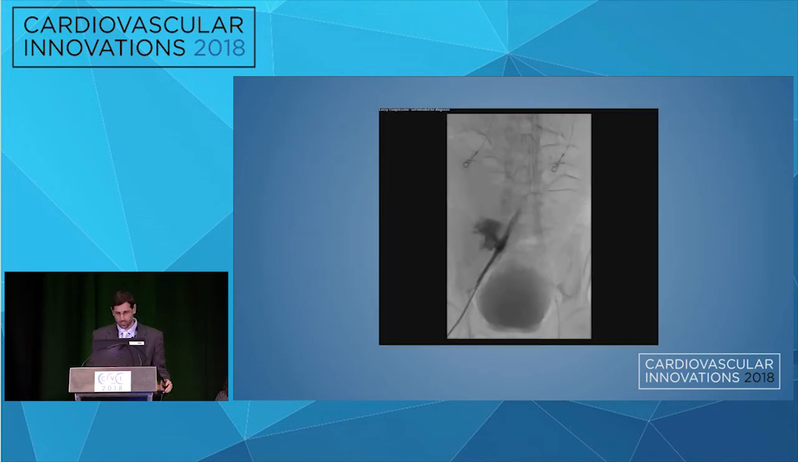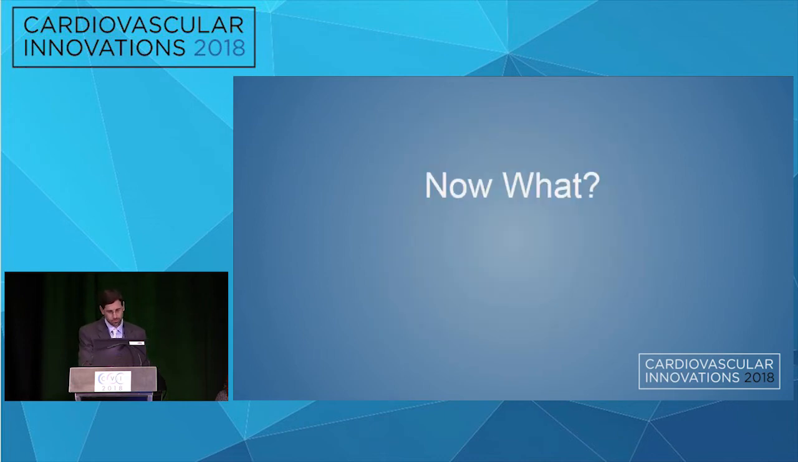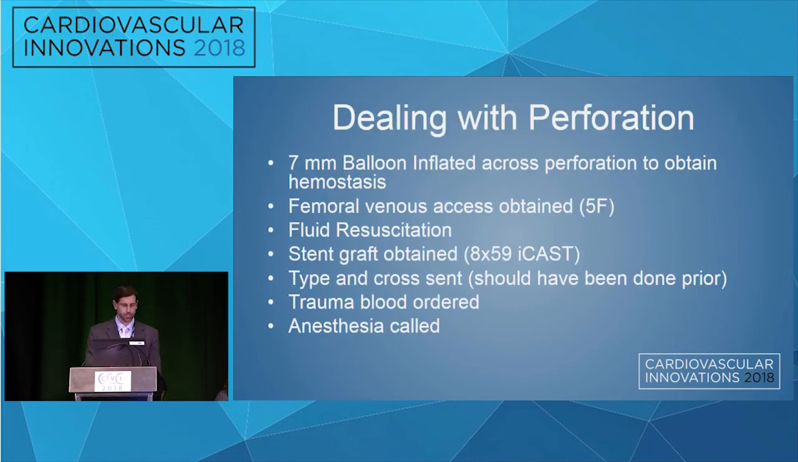So then obviously I did a sheathogram, and he had this massive perforation right at the transition between the common and external iliac artery where we often see it. So now what? I think here it's just keep your cool. We already had a balloon on the wire, so we inserted it and got hemostasis across the perforation site. Next important step is to get venous access and resuscitate aggressively.